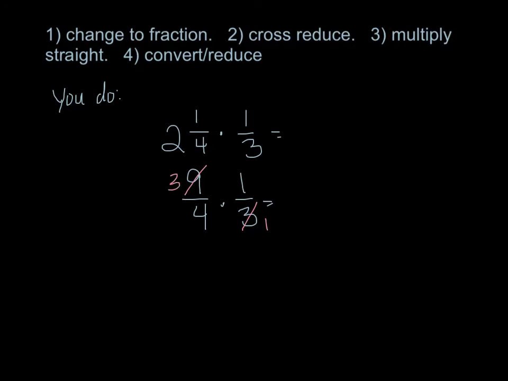Next step, multiply straight across. Okay, 3 times 1 is 3. And 4 times 1 is 4. Okay, and finally convert, reduce. Convert, well, is this an upside down snowman? No, the small number is on top of the big number, so he's a proper snowman. He's good. Can I reduce? Is there a number that goes into both 3 and 4? No, that's as low as it's going to go. So that means that's your answer. 3/4 is your final answer.